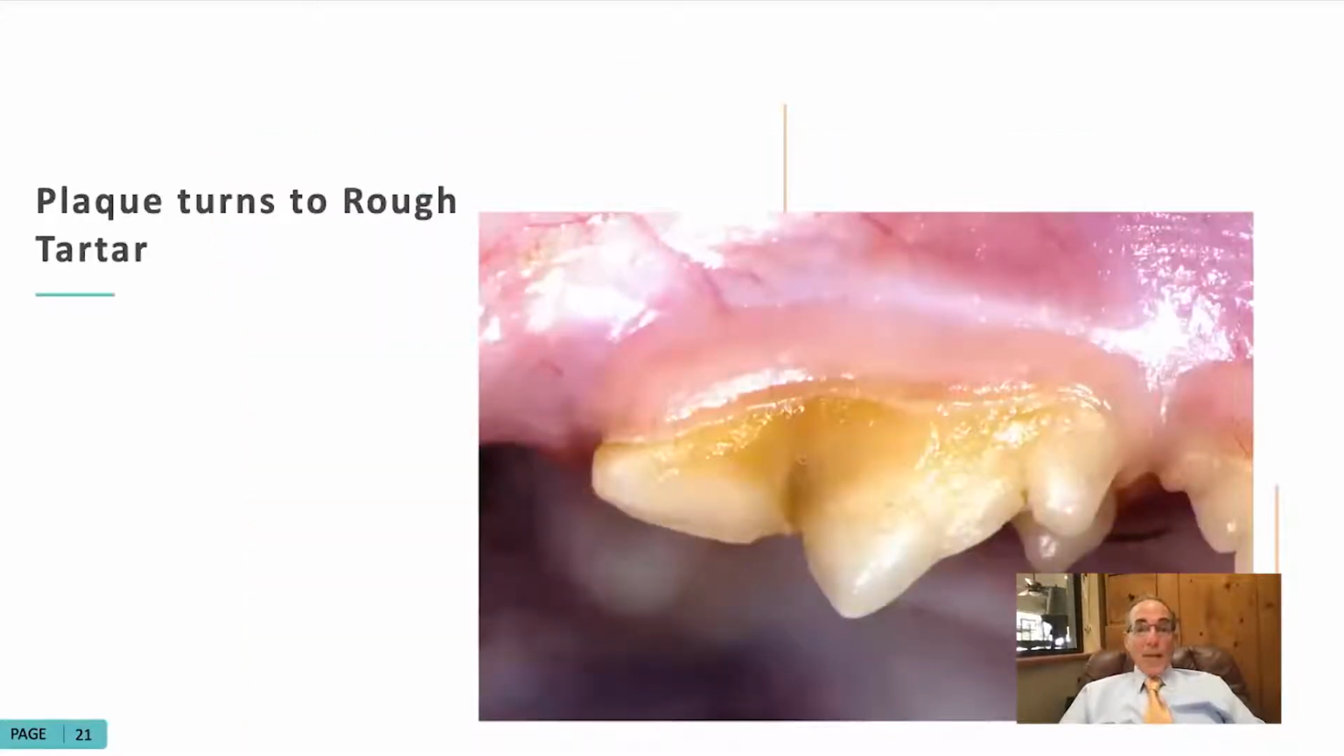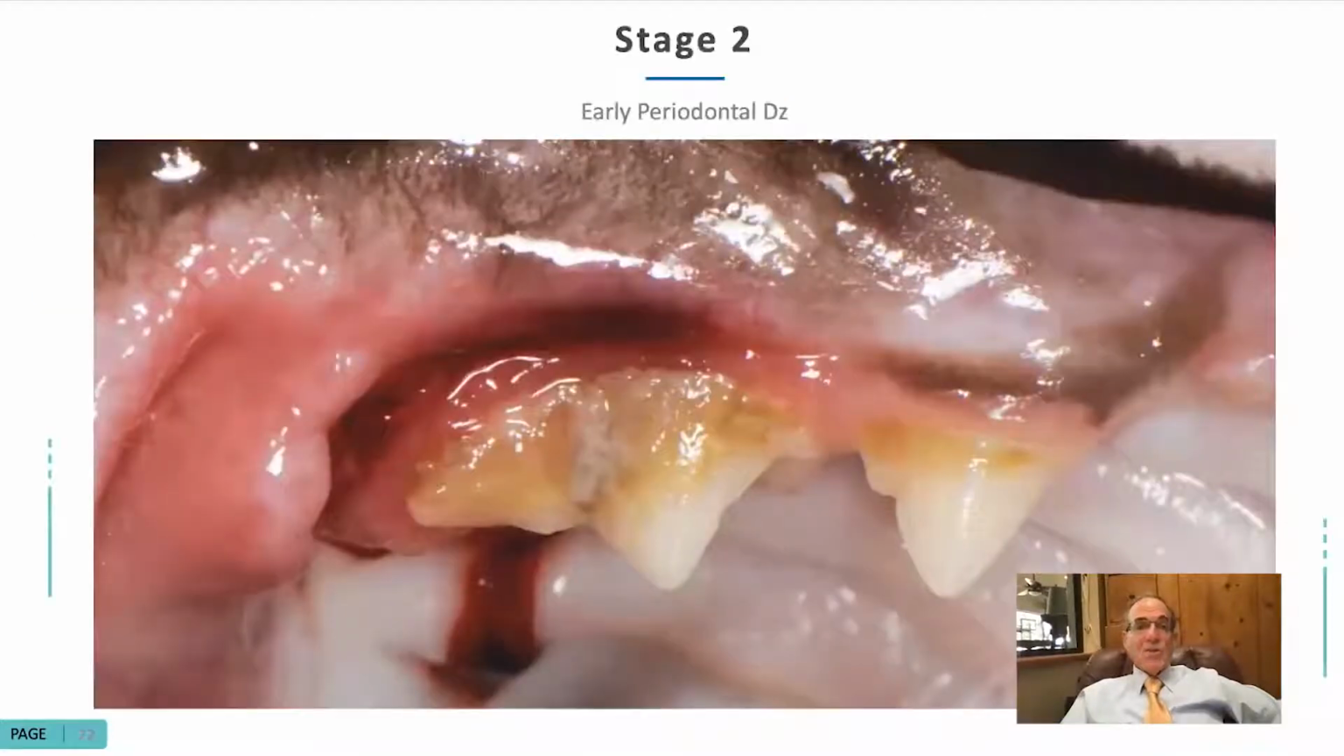Because what will happen if you don't, then the plaque turns into rough tartar or calculus, and that will attract more plaque, which will cause more inflammation, and the inflammation will eventually yield to stage 2 disease, which is called early periodontal disease, which is typified by less than 25% of support loss. So the tooth that is normally held together really tight by the attached gingiva starts losing support, but it's less than 25% support loss in stage 2 disease.